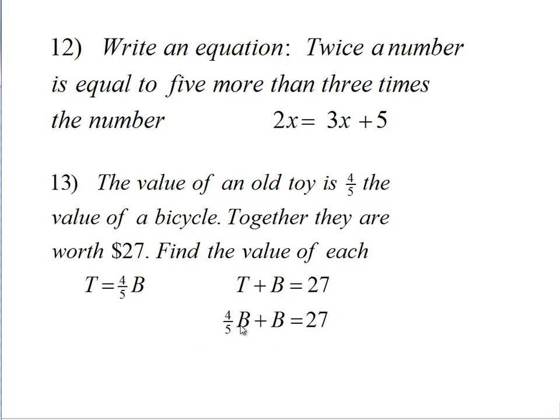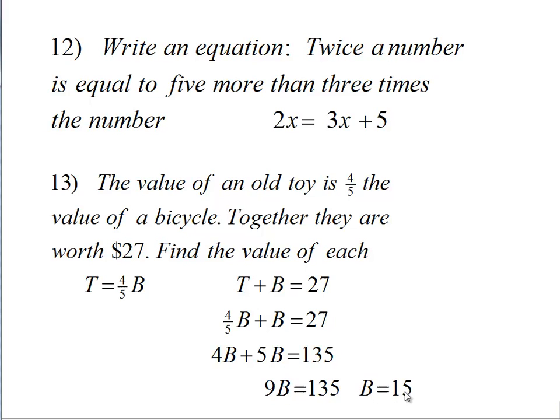Now I have a fraction, so I multiply this by 5, gives me 4. Multiply that by 5, gives me 5b. Multiply 27 times 5, it's 135. Combine these, gives you 9b. Divide by 9, and b is 15.